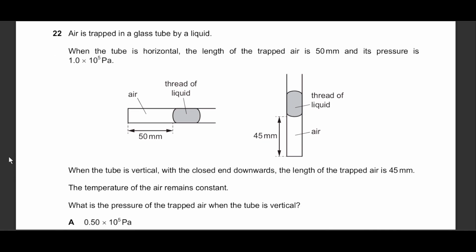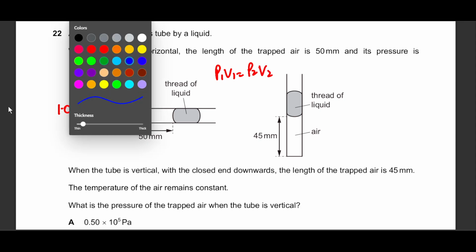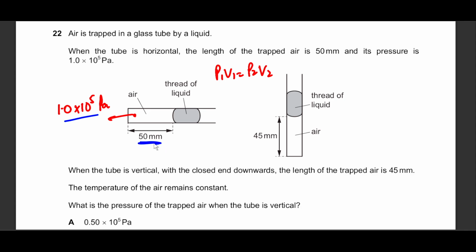Question number 22 says air is trapped in a liquid. The pressure when it's at 50 inside the gas container is 1.0 into 10 raised to the power 5 pascals. So it looks like we are going to require P1 V1 equals P2 V2 as the formula. So the initial pressure is this, but is this the volume? No, it is not. This is actually the height of a cylinder, which is circular in dimensions. If I wanted to calculate the surface area, which is going to be pi r square, the volume would become pi r square h, which is 50 multiplied.